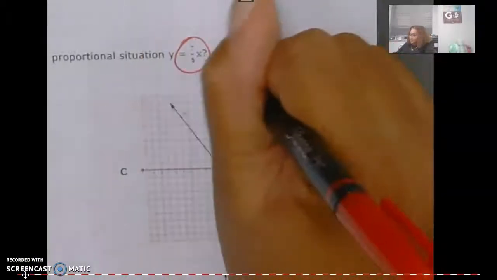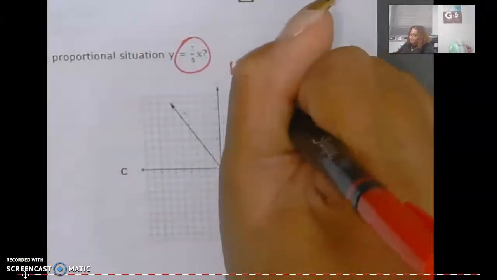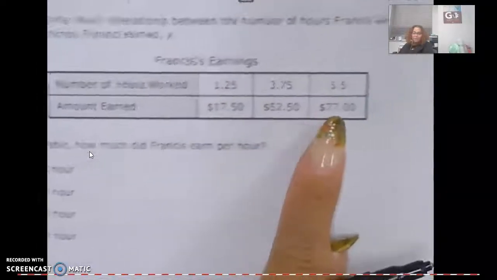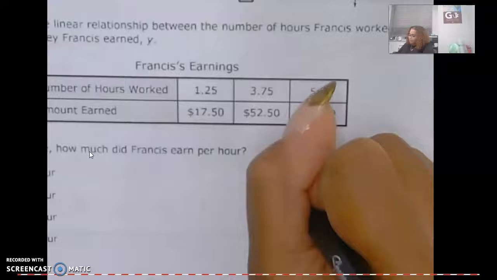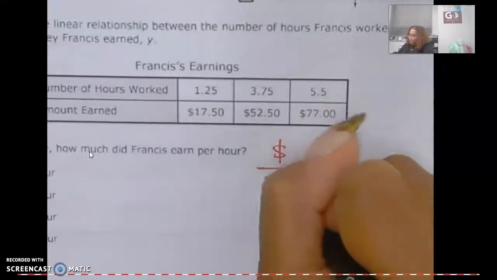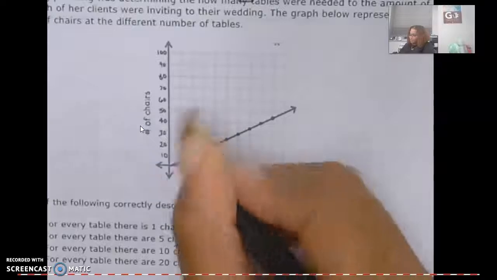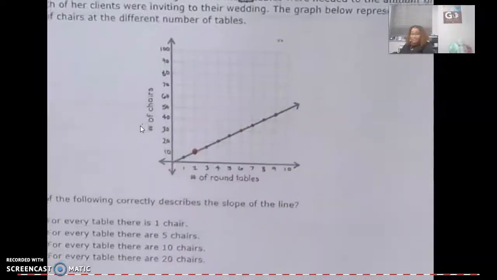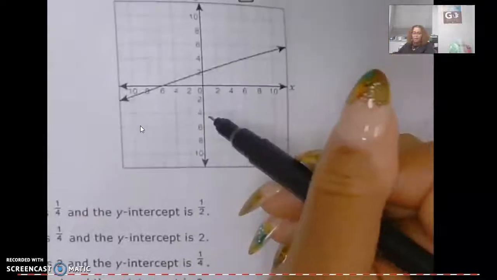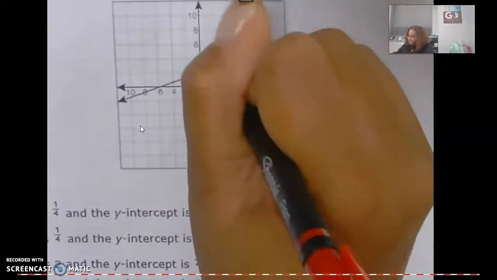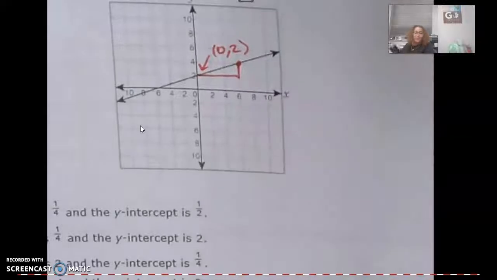Just kidding, I forgot these last 2. This one, make sure you find the rise over run, and it has to be positive. And then this one right here is a multiplicative relationship. Use your calculator. Dollars always goes over hours. And then over here, what's the rate? 2 tables is 10 chairs. So how much are at 1 table? And then this is a rise over run question, and your y-intercept is 2. All right, bye.